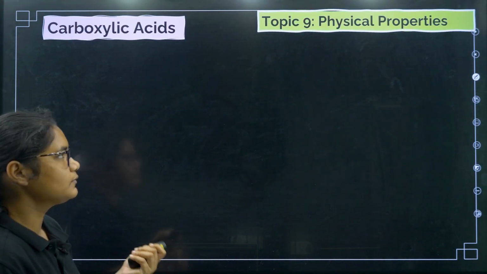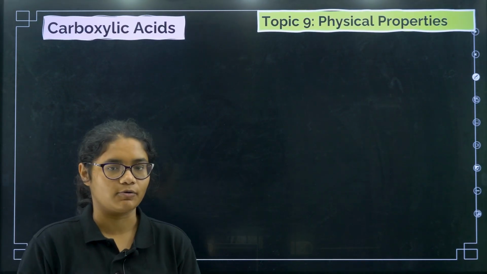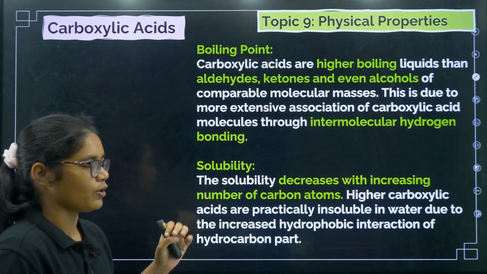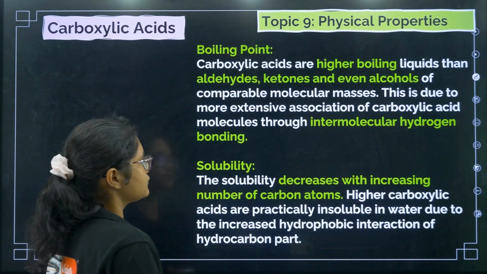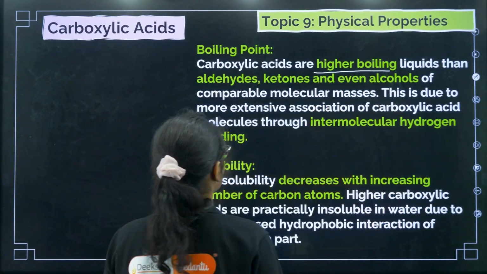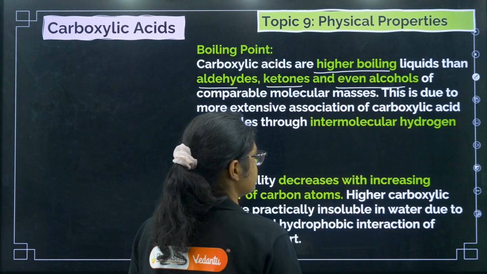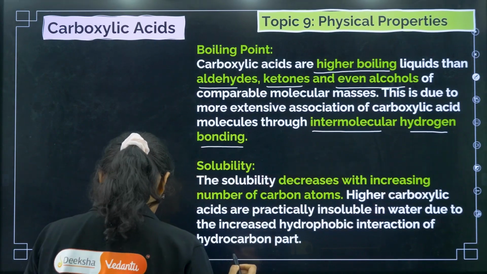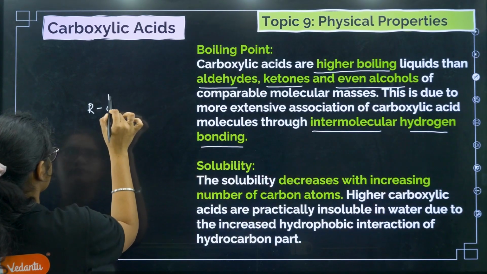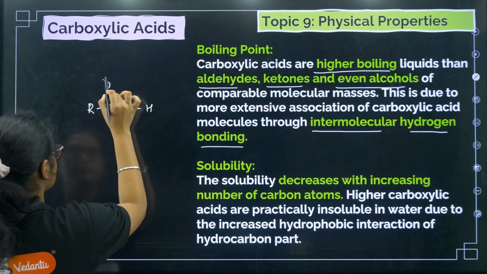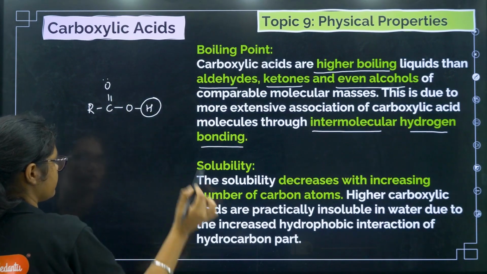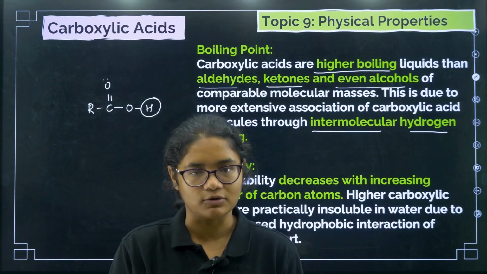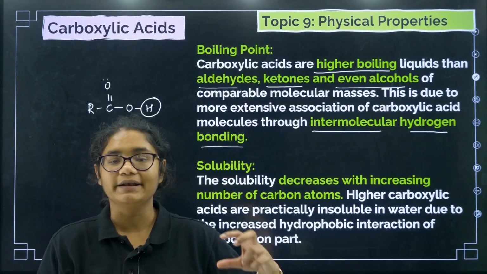Now we'll go to today's topic, that is physical properties of carboxylic acids. Under physical properties, first of all we'll talk about their boiling point, and then we'll talk about the solubility. Carboxylic acids have a very high boiling point, even higher than aldehydes, ketones and alcohols. What is the reason for that? This is because of intermolecular hydrogen bonding. If you see the structure of carboxylic acid, this oxygen lone pair can form hydrogen bonding, and this hydrogen can also form hydrogen bonding. So there is extensive hydrogen bonding in carboxylic acids, due to which their boiling point is very high.